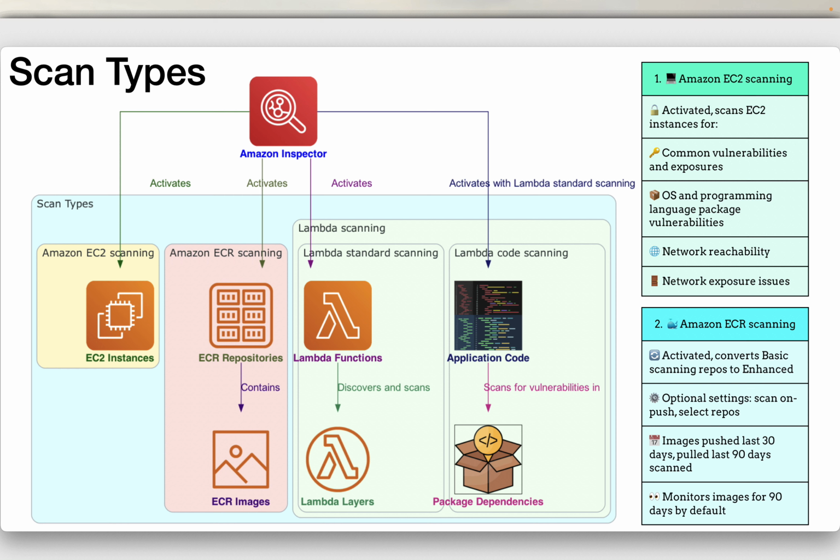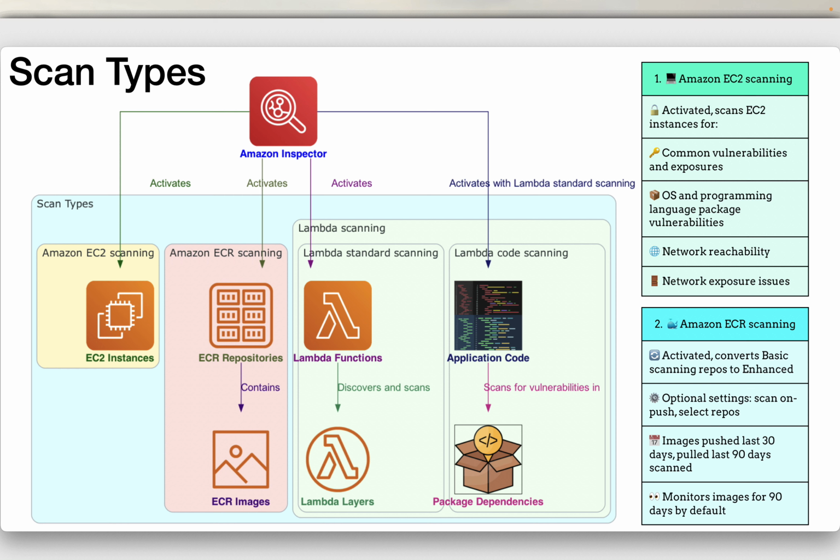Second scan type is Amazon ECR scanning. So when you activate Amazon ECR scanning, Amazon Inspector converts all basic scanning container repositories in your private registry to enhanced scanning with continual scanning. So by default, you have basic scanning feature in Elastic Container Registries repositories, but when you activate Inspector, it will convert the basic scanning to enhanced scanning with continual scanning. You can also optionally configure this setting to scan on push only or to scan selected repositories through inclusion rules.